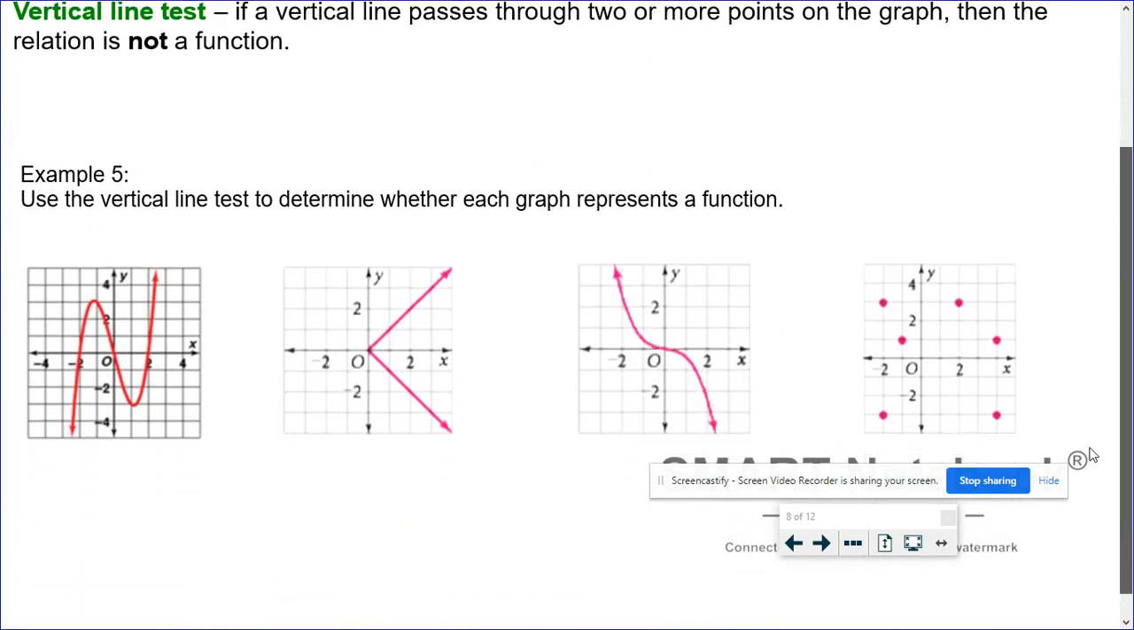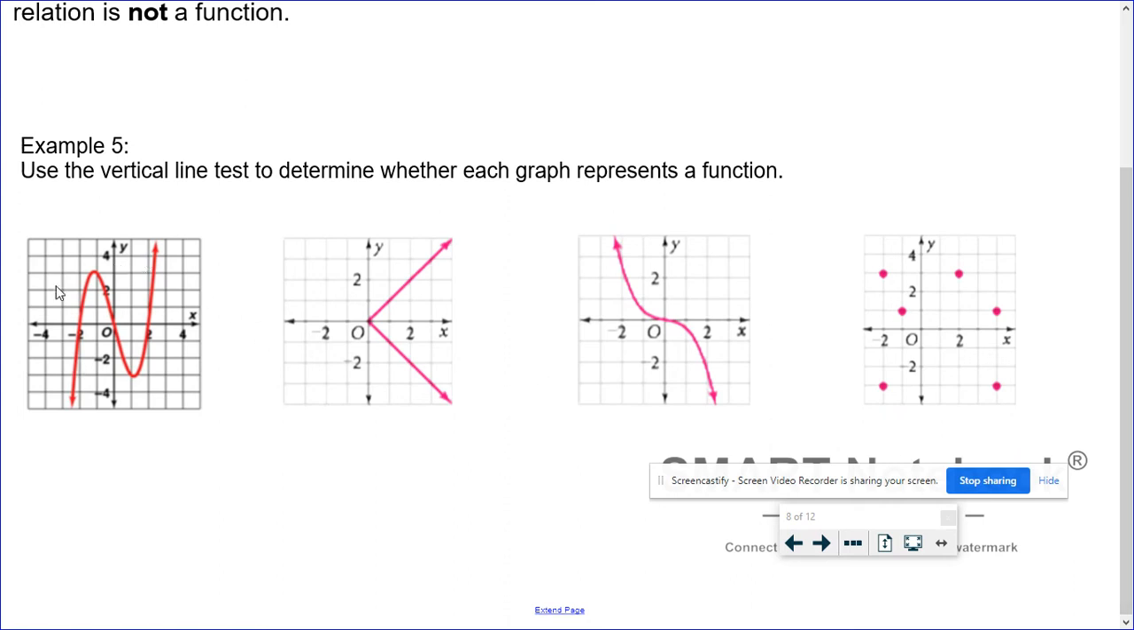All right. So if I look at the first one here, any vertical line that I draw on this graph is only going to touch the function once. So this is a function. This one here, if I draw a vertical line there, touches there, not a function.